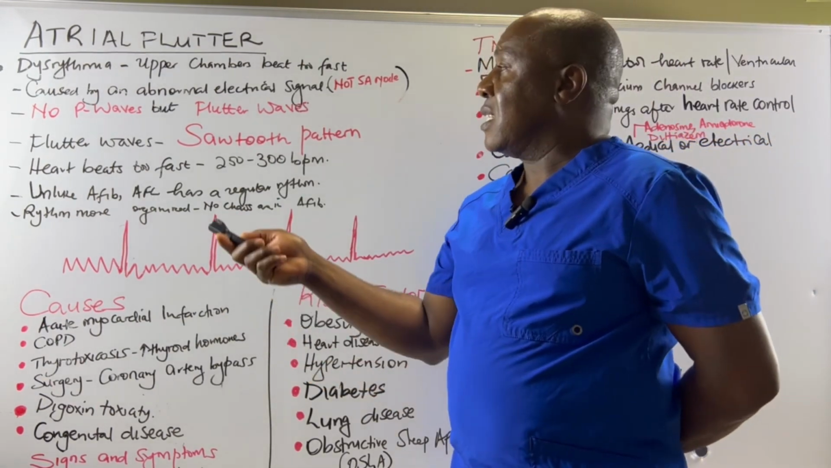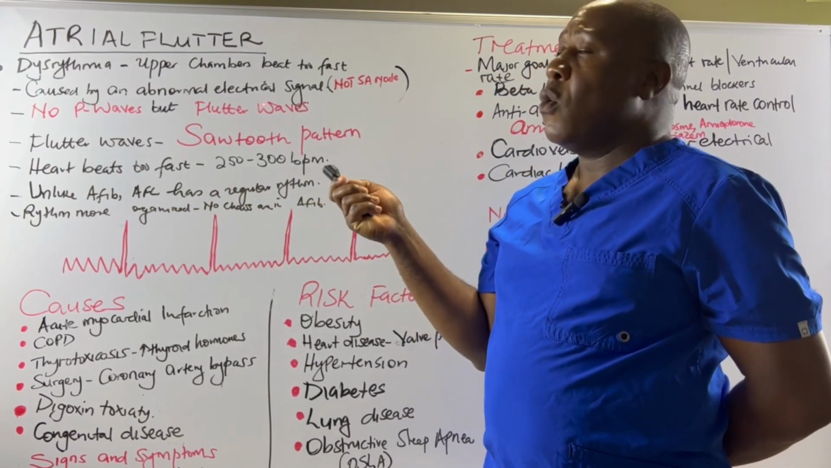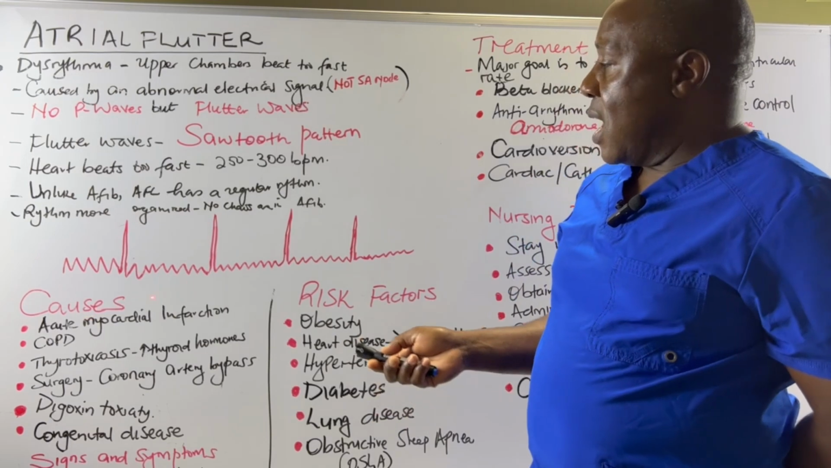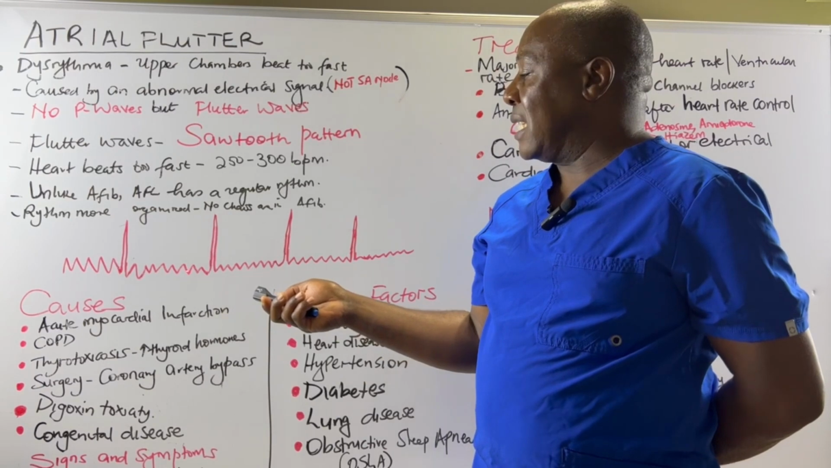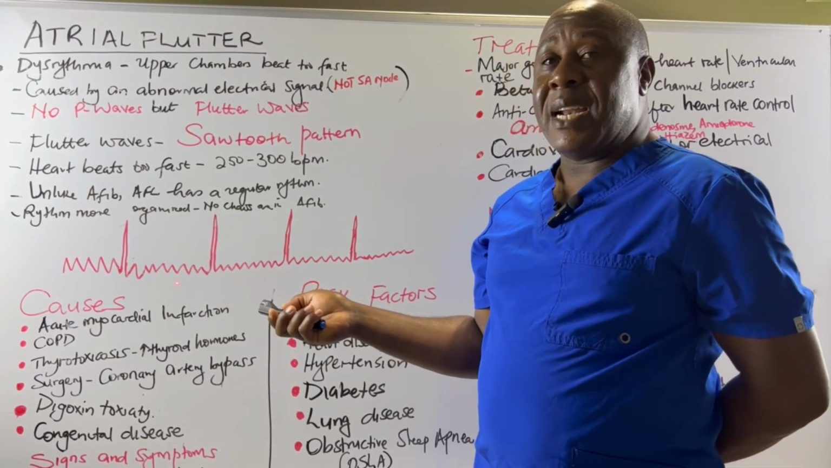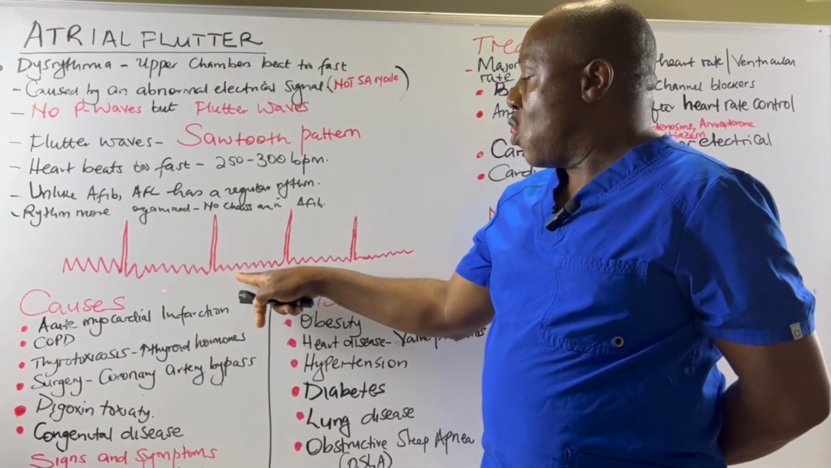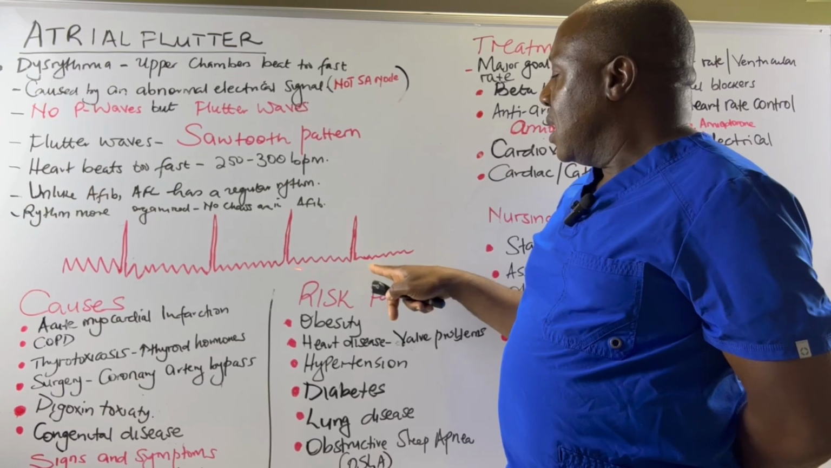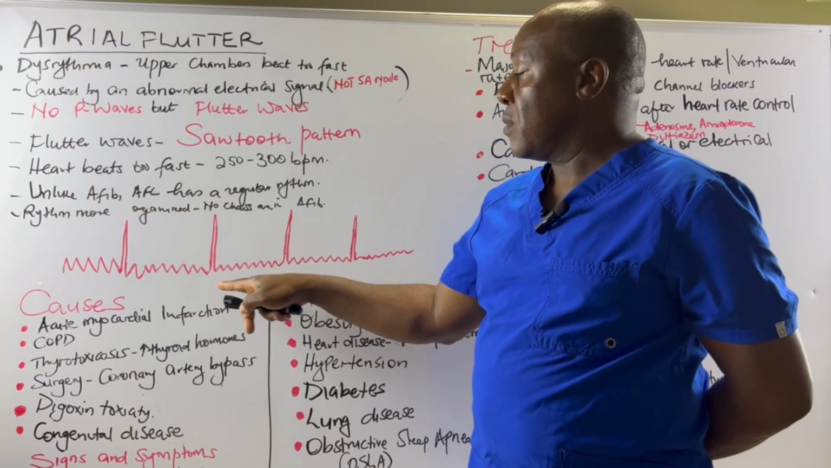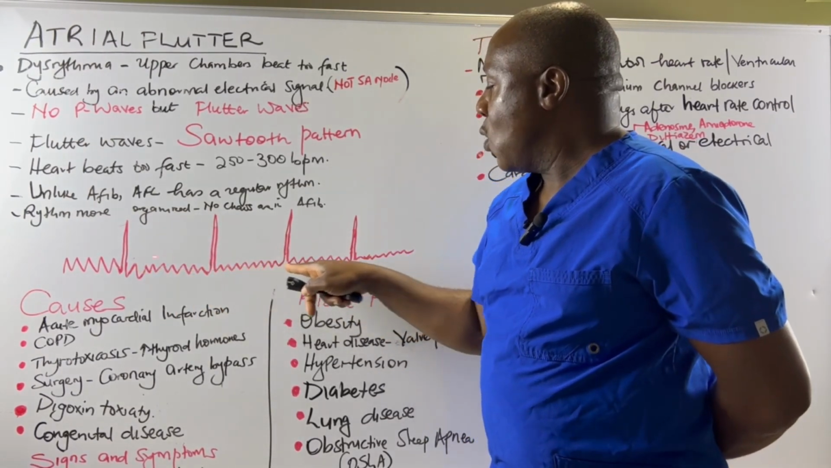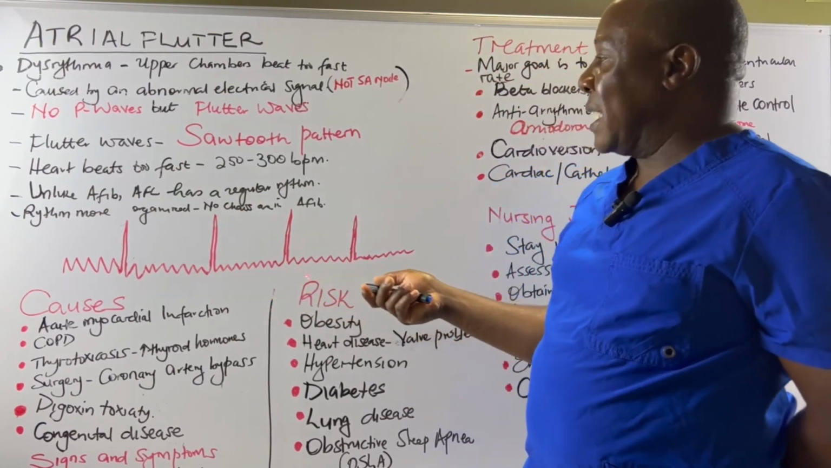Now, in atrial flutter, there are no P waves, but instead we have flutter waves, and these flutter waves are presented in a sawtooth pattern. One of the major characteristics of atrial flutter is that the waves take on a sawtooth pattern. You can easily differentiate between this rhythm and atrial fibrillation by comparing their waves.